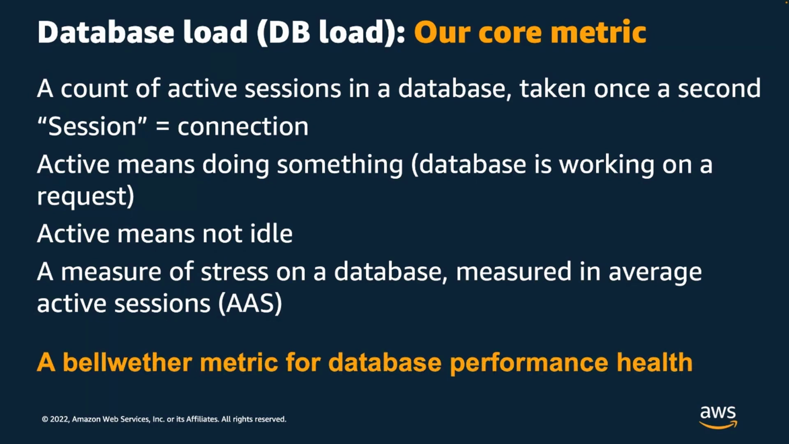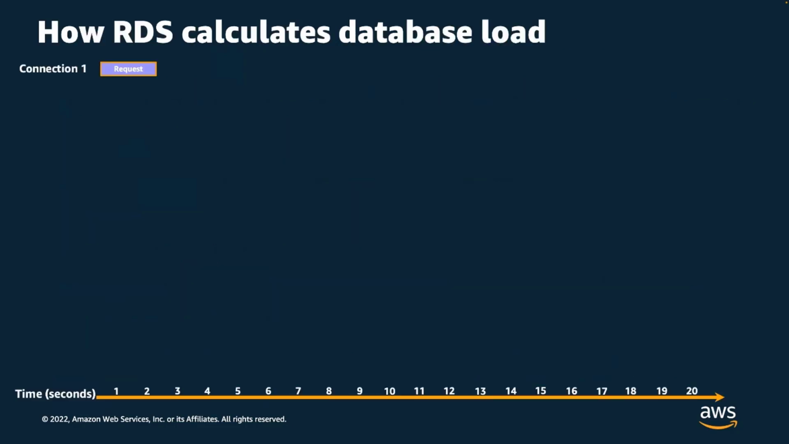In essence, DB load is RDS and Aurora's central metric for measuring performance health. We at Amazon have found it to be the metric that's the most reflective of service quality from the customer perspective. Just to dive deeper for a minute, I want to show you exactly how we derive this metric from your database activity.